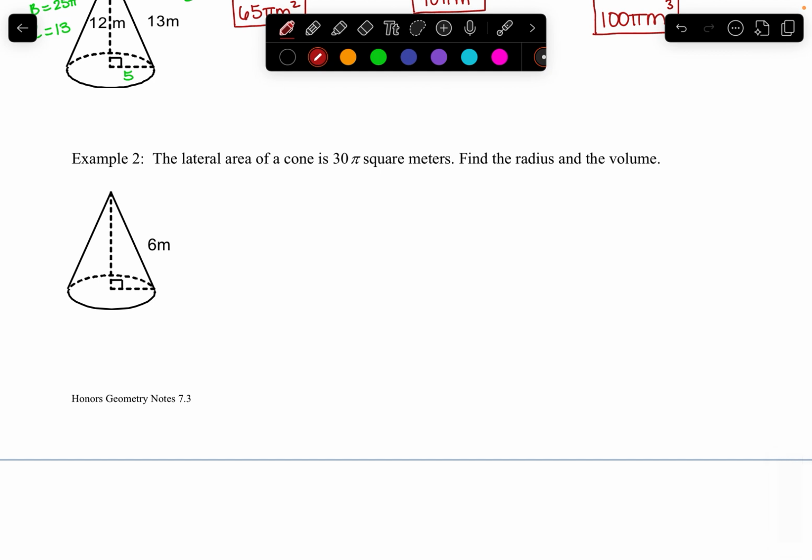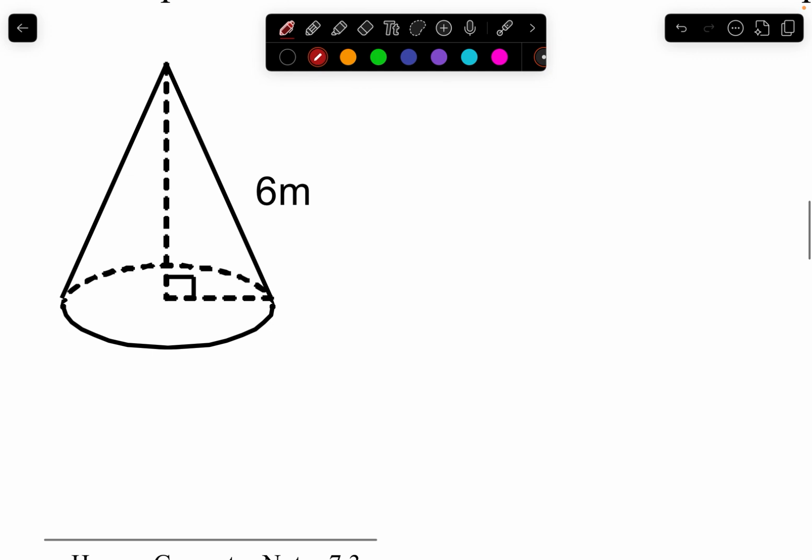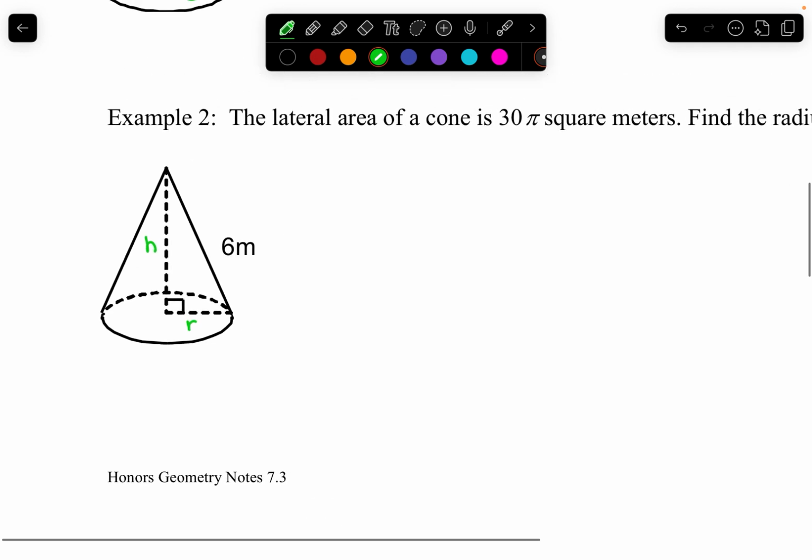Example 2, the lateral area for a cone is 30 pi square meters. Find the radius and the volume. So I'm going to need my radius. I'm missing my height. I'm missing all of these things. So lateral area, this is a backwards problem.